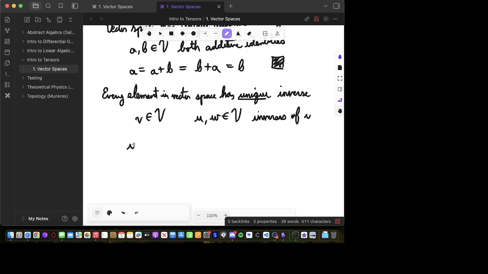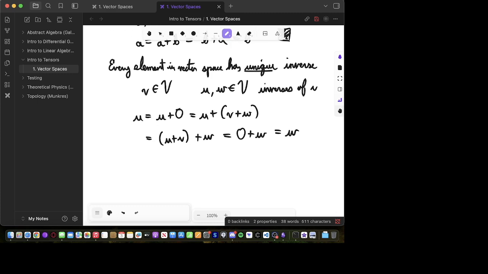We have that u equals u plus 0, which, since w is an additive inverse of v, is equal to u plus (v plus w). By the associative property, we have that this is equal to (u plus v) plus w. Because u is an additive inverse of v, u plus v is equal to 0. So we have 0 plus w, and therefore u equals w.